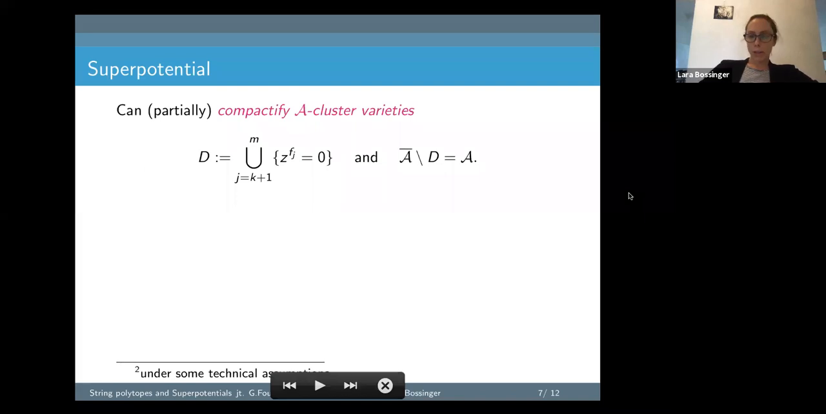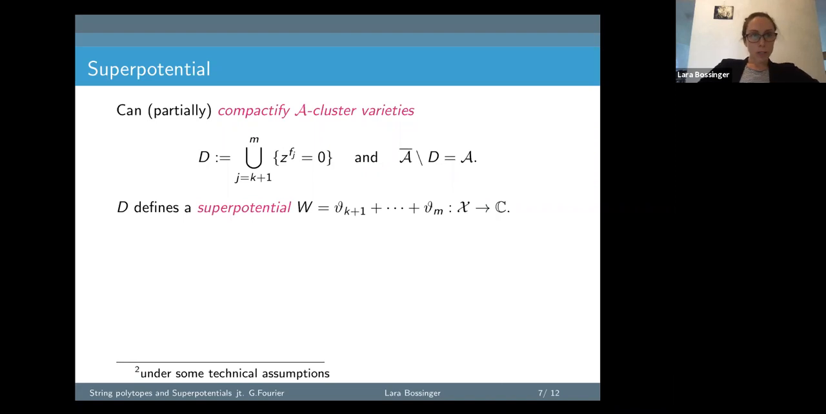So, and if I do that, more interestingly, this partial compactification defines for me a superpotential on the dual cluster variety. This is a function on the dual cluster variety that is a sum of certain theta functions, and all of this is written in the language of mirror symmetry. This is quite a nice example of mirror symmetry of Calabi-Yau varieties or log Calabi-Yau varieties.